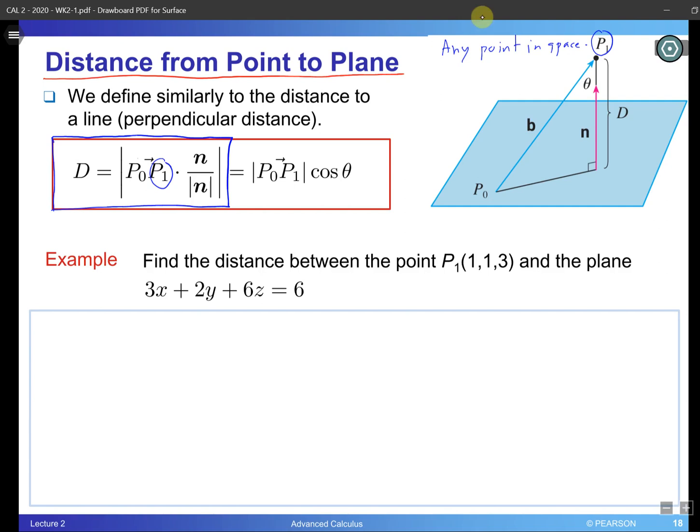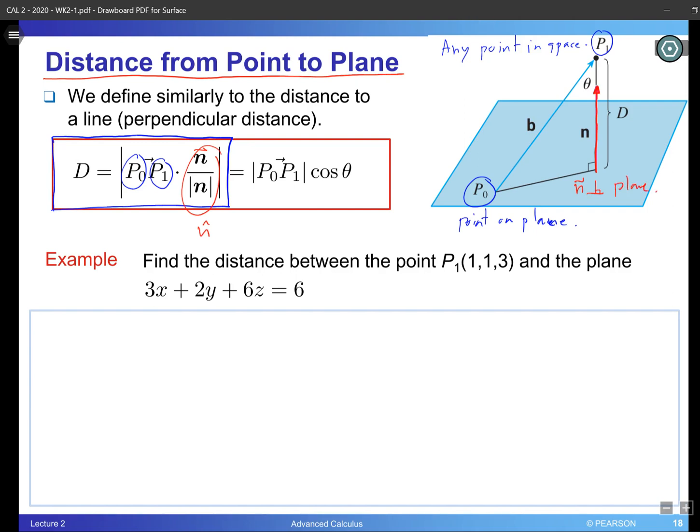Now P0 right here is a point on the plane. This is another thing that we need, a point on the plane. And the term in the back, we have this vector n divided by its own size. This is basically the unit vector in the direction of n. So you can see that this is n hat, right? This vector n represents the normal vector to the plane, so it's vector n orthogonal to the plane.